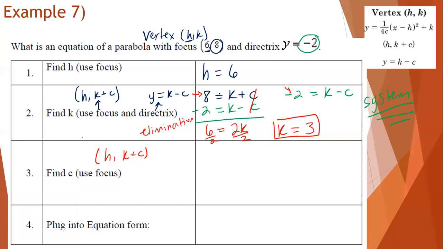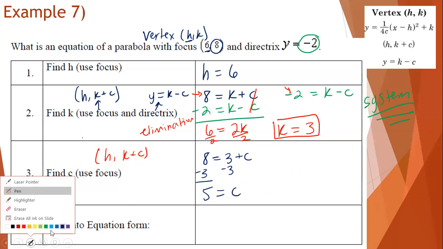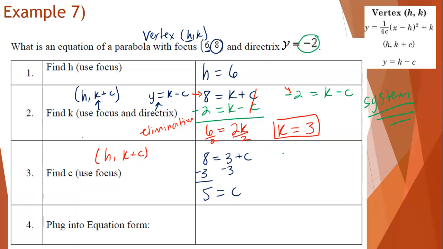So if I choose to use the focus, that's 8 equals 3 plus c. I subtract 3, and I get 5 equals c. If you choose to use the directrix, you have -2 equals 3 minus c. Subtract 3. I get -5 equals -c. So 5 equals c.